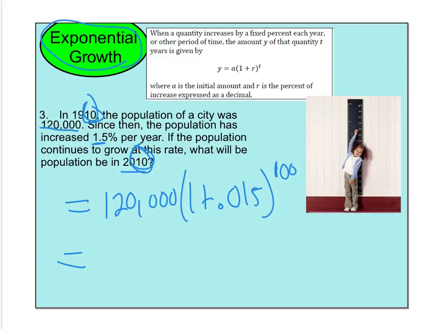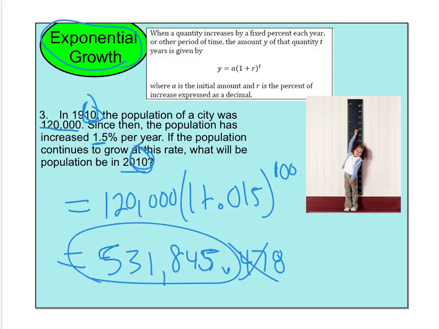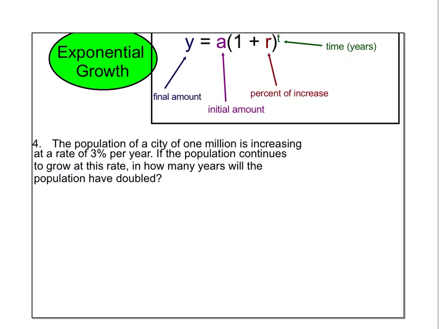It's going to be a ridiculously large number, 531,845 people. I mean, technically it's 0.478, but there's no half people running around, so just round it to 531,845 people. So that's your function.